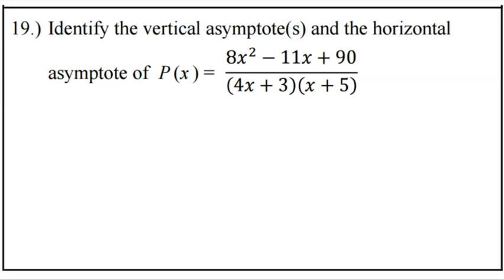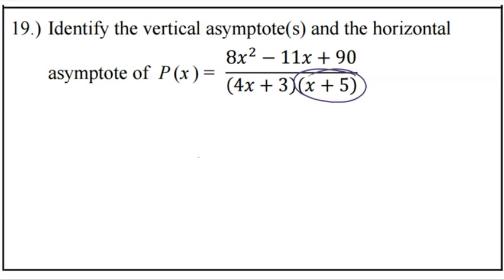All right, in 19, we want to identify the vertical asymptotes and the horizontal asymptote of P of x. So this is saying that there may be more than one vertical asymptote, but there's only one horizontal asymptote on this one, and there usually is only one horizontal asymptote. And so let's find the vertical asymptotes first. The way you find the vertical asymptotes is you solve for the zeros of the denominator.